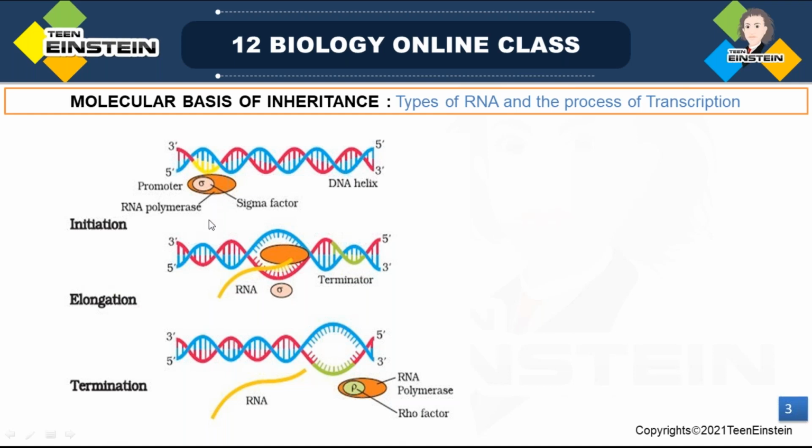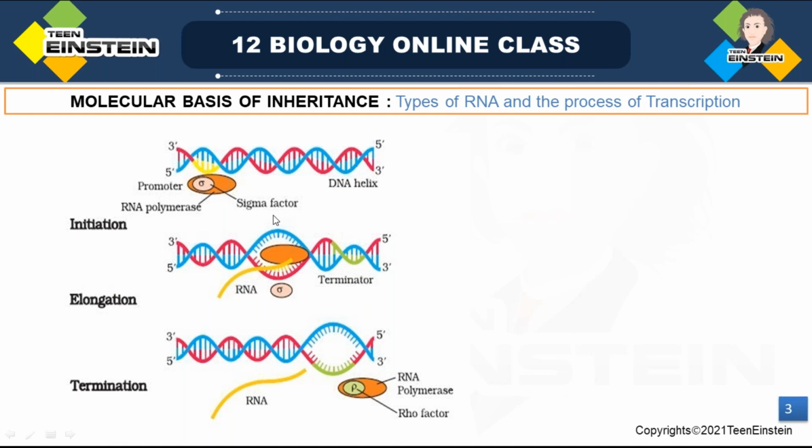Okay. Next, to terminate the transcription, the termination process, the RNA polymerase associates with the Rho factor. This RNA polymerase associates with the Rho factor, and that is the termination factor. So which is the initiation factor?